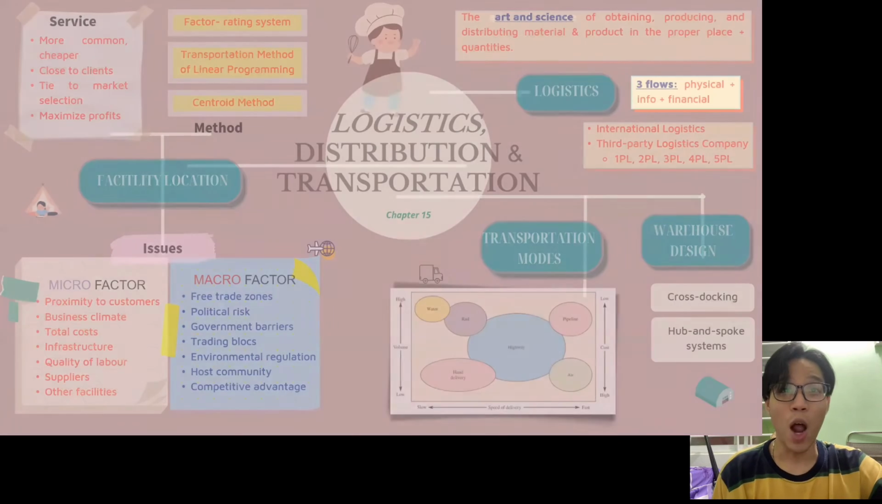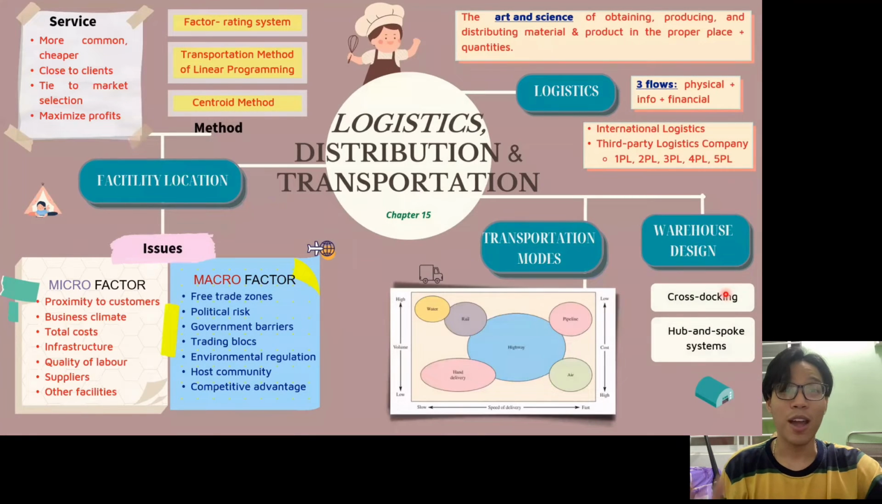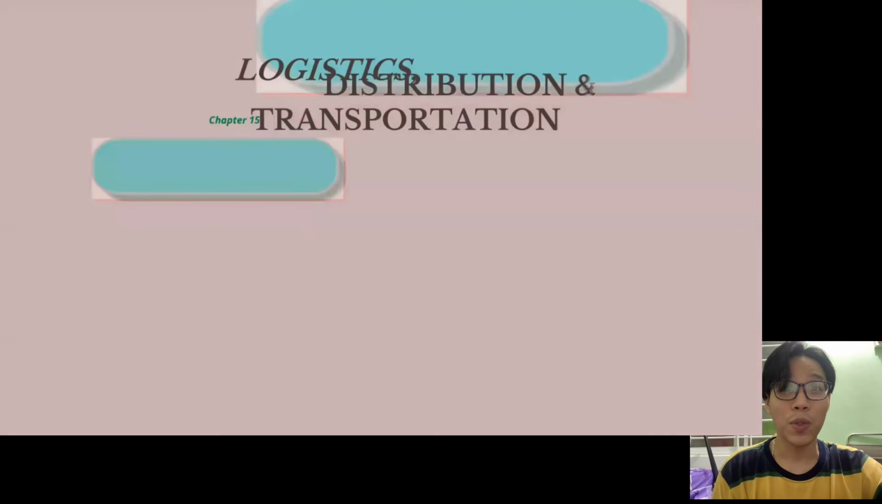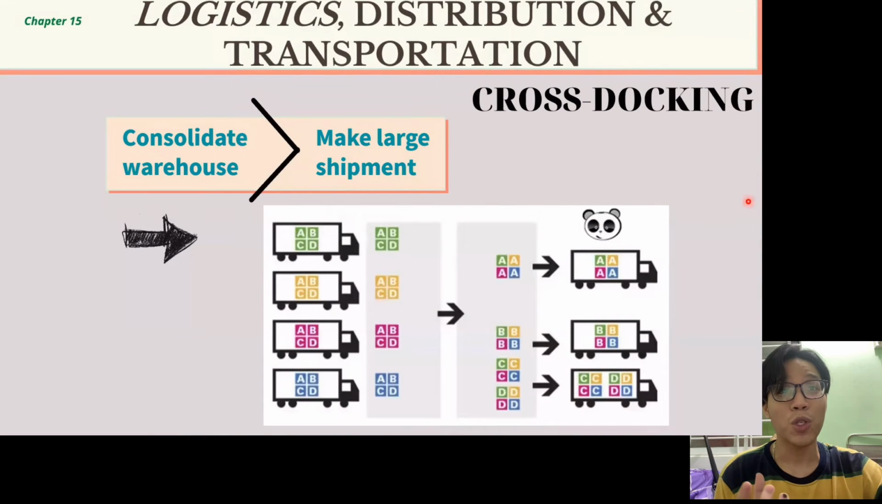Chapter 15, Logistics, Distribution and Transportation, shows us what logistics is and analyzes all of the related parts. In warehouse design, cross-docking impressed me the most. It is an approach where, rather than making larger shipments, they are broken down into small shipments for local delivery in an area. Let's analyze this picture.